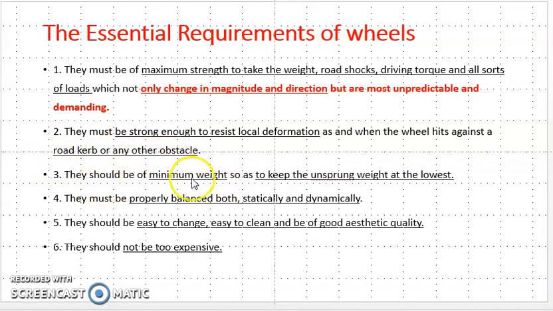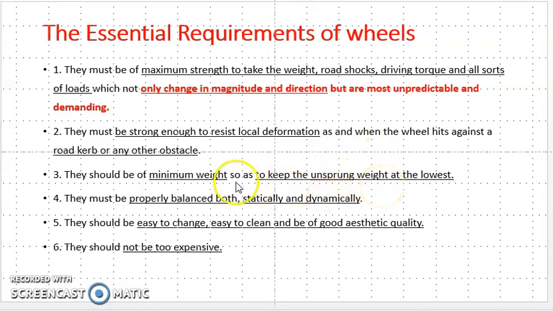There should be minimum weight so as to keep the unsprung weight lower. Okay, means the weight of the wheel should be minimum, because if the weight is increased, the weight of the vehicle will get increased and this will add to the unsprung weight.